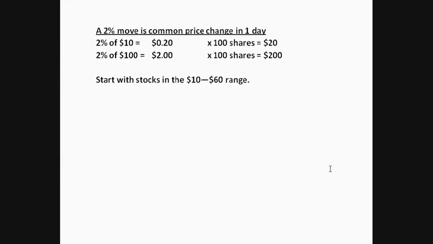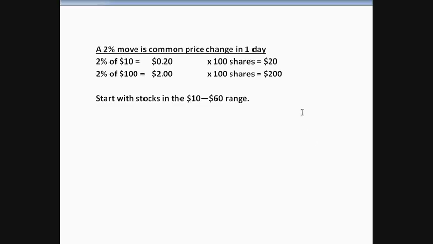So for example, a 2% move is pretty common. A stock can easily move 2% in a day. So a 2% move in a $10 stock, well, that's 20 cents. And if you're trading 100 shares, that's a $20 move. That's well within your risk parameters for a trade. Okay. But 2% of a $100 stock is a $2 move in one day. So for 100 shares, that's a $200 move. And that's well beyond your risk, how much you could lose or make in a day. So just be aware of that.